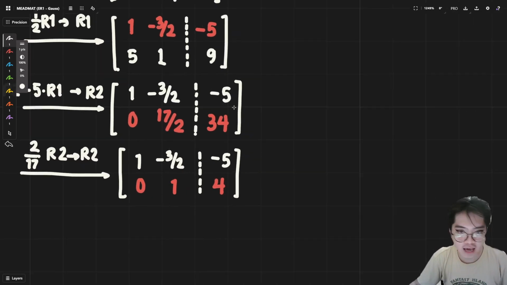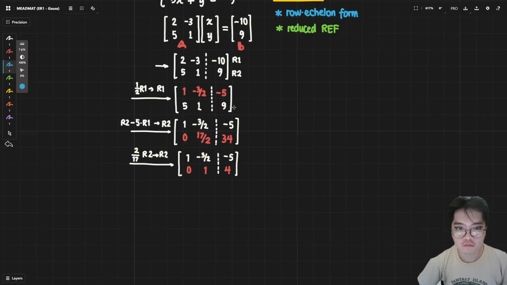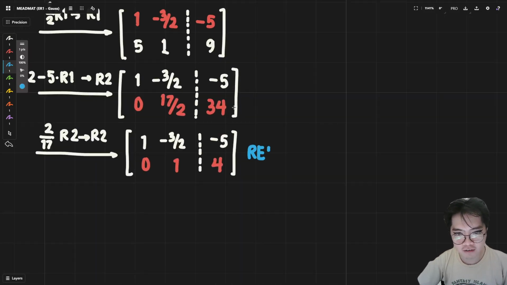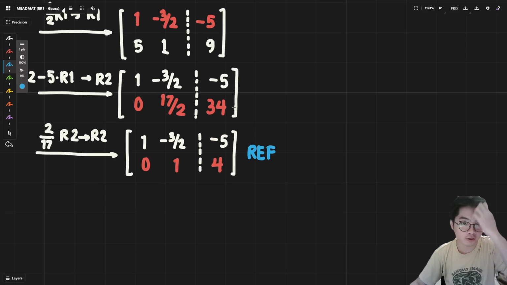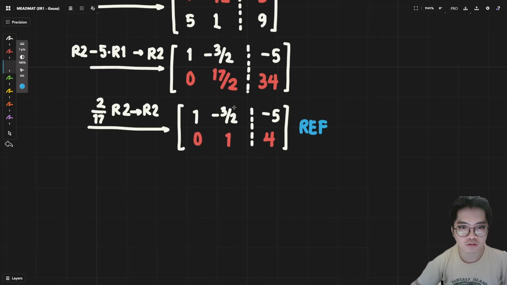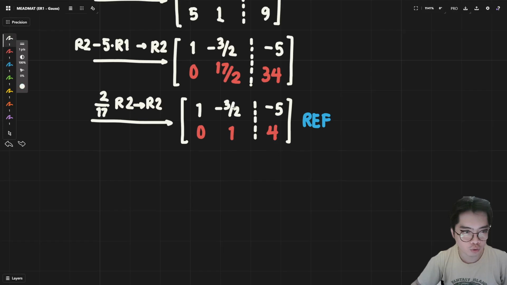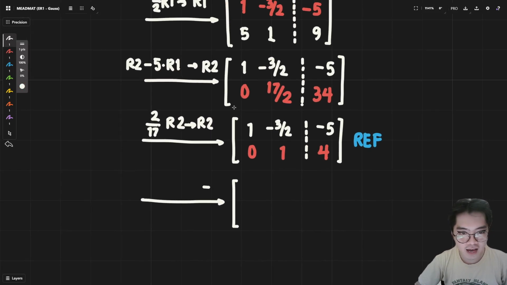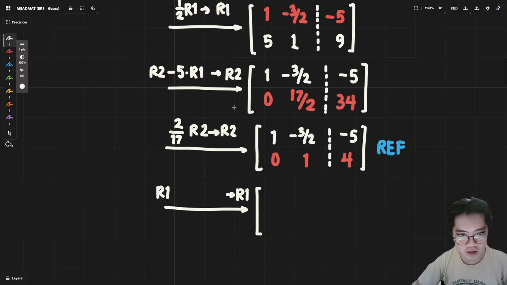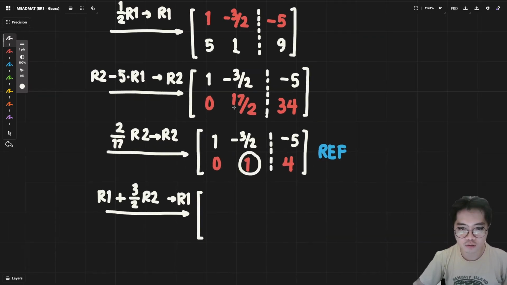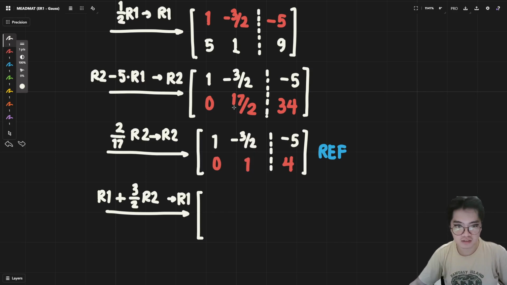Now we are technically at our row echelon form. This is already our REF. But if you want to take things further, what we can do is put it into our reduced row echelon form. Let's just remove this 3 over 2. So how will we do that? We will create our R1 as R1 plus 3 halves of R2. We are using the fact that this is just a 1 to balance stuff out.